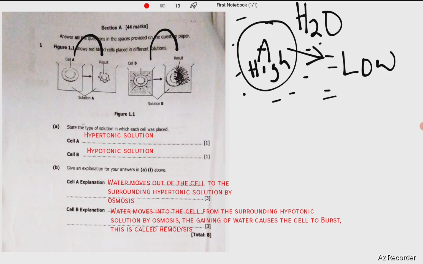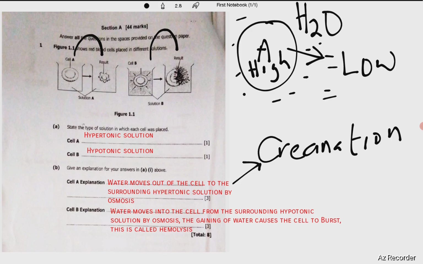Now, this process, what has happened here, is called crenation. So the cell was crenated, it has shrunk, it's a red blood cell. And what is happening in solution B is called hemolysis. I wrote it here, hemolysis.